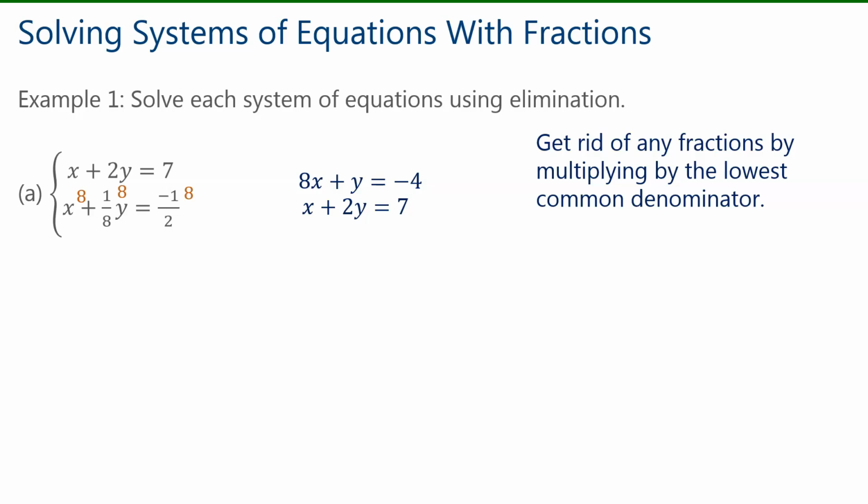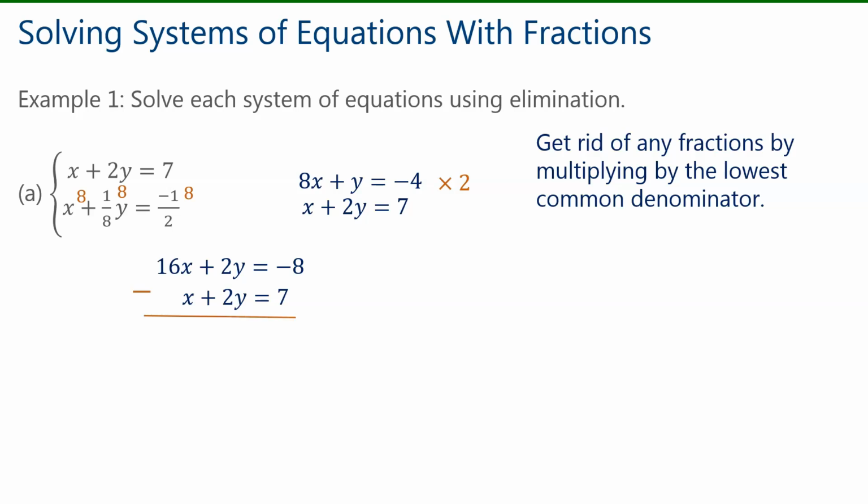If you choose to eliminate x, you can multiply the second equation by 8 to make the coefficients of x the same number. Or if you want to eliminate y, you can just multiply the top equation by 2, which is what I'm going to do. So if I multiply everything by 2 in that equation, I would get 16x plus 2y equals negative 8. And again, rewriting the second equation underneath and lining it up, I can now just subtract these two equations.